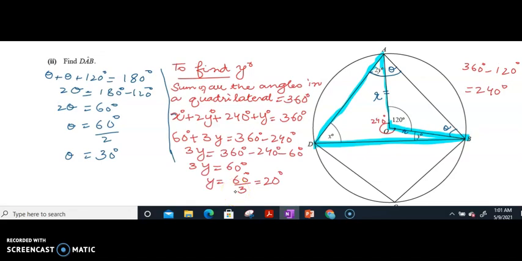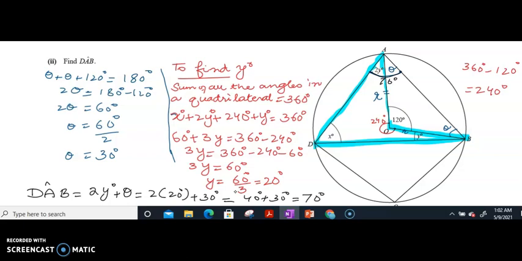Now, we can use the value of theta and y in order to find the angle DAB. Therefore, angle DAB is equal to 2y plus theta. So we get 2 times 20 degrees plus 30 degrees. We get 40 plus 30 degrees is equal to 70 degrees. Therefore, the angle DAB is 70 degrees.